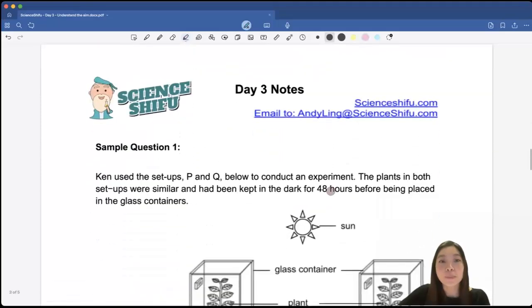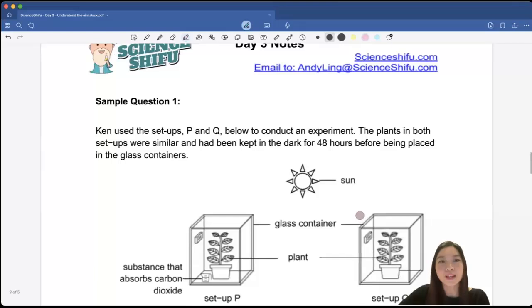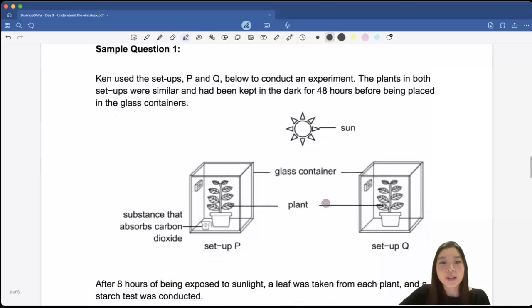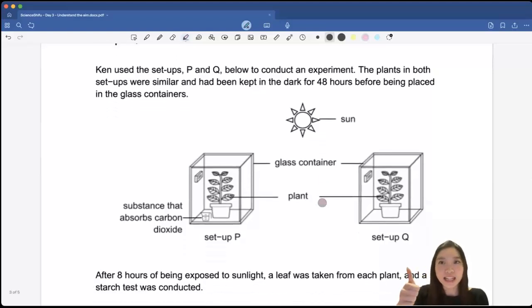Now let's see sample question 1. Now, consider setups P and Q below to conduct an experiment. The plants in both setups are similar, kept in the dark for 48 hours before being placed in glass containers. Now, why must they be placed in glass containers? We can see that there is a sun in the diagram, which kind of tells me that sunlight is involved in this question.